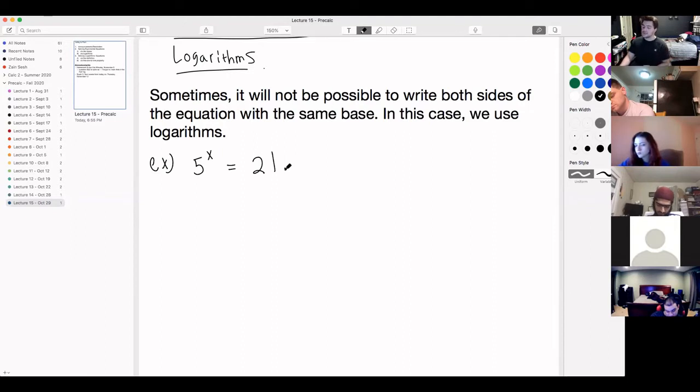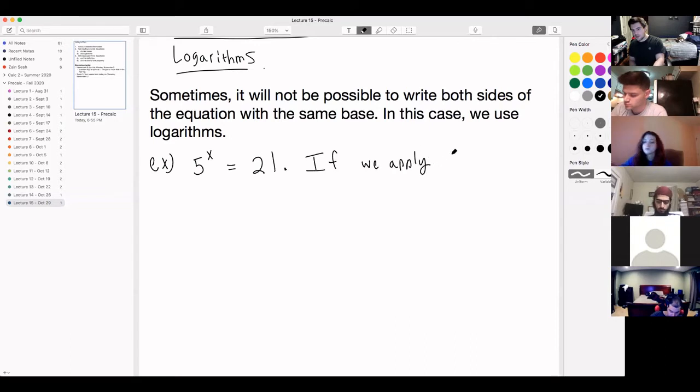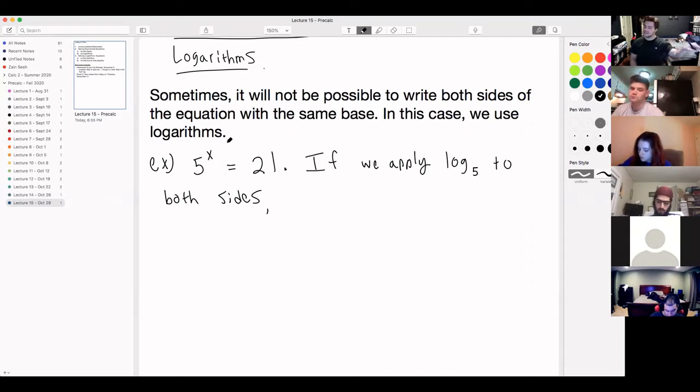And what we do is we will apply a logarithm to both sides, and the logarithm you use is the base of the term that has the variable in the exponent. So you do log base 5 of both sides, all right? So let me just write that. So if we apply log base 5 to both sides, okay, why do we want to do that? Because then we can bring the power of x down.